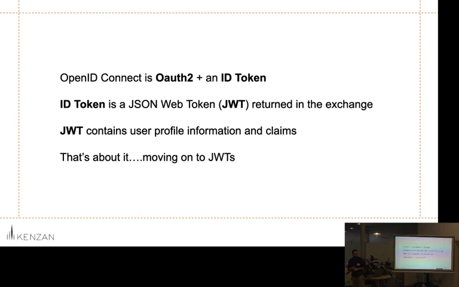That JWT will contain that profile information, kind of like what you saw in SAML. Now, OAuth 2 does not have a standard for providing user profile information. OpenID Connect is an extension that now gives the profile information, who that user is, to the service provider. And that's about it. So now we're going to move right along to what a JWT is.